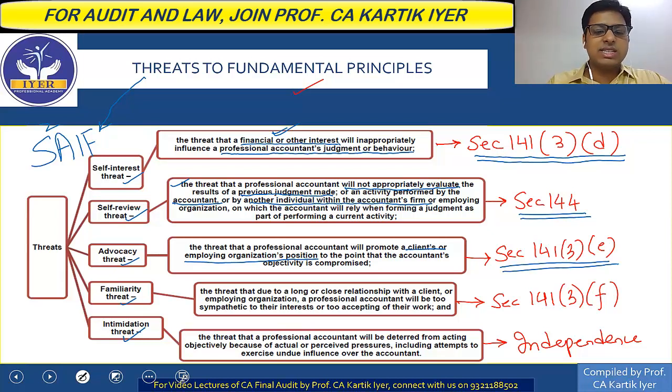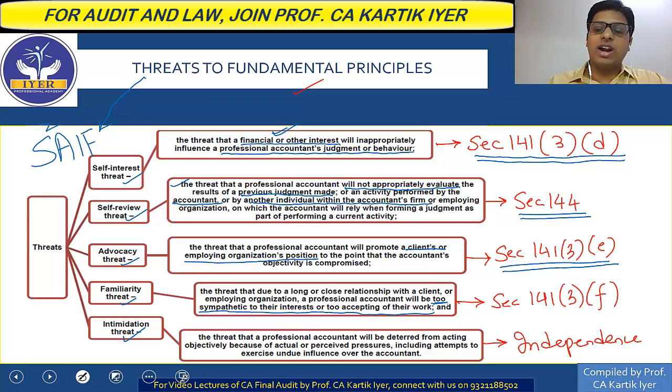Then you have familiarity threats. Let's see this. The threat that due to a long or close relationship with a client or employing organization, a professional accountant will be too sympathetic to their interest or too accepting of their work. When will this happen? When will the auditor not be stern or strict with the client? Imagine the auditor's relative is there in the company in a top position, then the auditor will not be checking their work with that much strictness. Say the director is the mother of the auditor. So how can the auditor say that the work is wrong? Because the auditor is sentimentally attached.